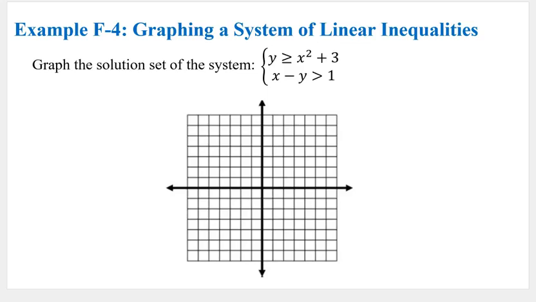All right, here we have another system. One is not linear and one is linear. So the purple one I'm going to do as my nonlinear. So that is a parabola that has been moved up 3 points. So normally it would start at 0, 0, but it's going to start at 0, 3. And then I'm going to go over 1 and up 1 each way and over 2 and up 4 each way. All right, and then that will be a solid because there is an equal.